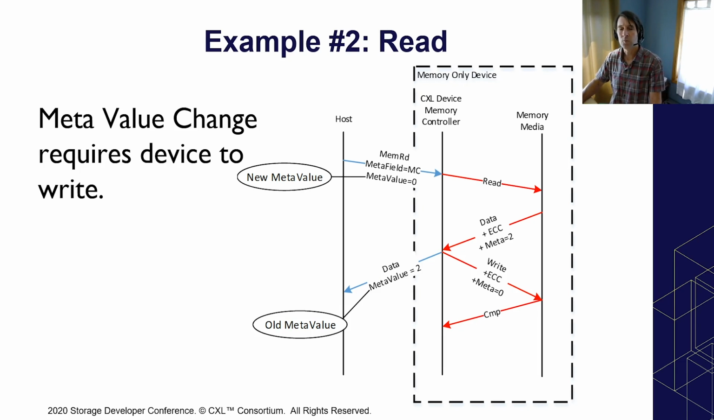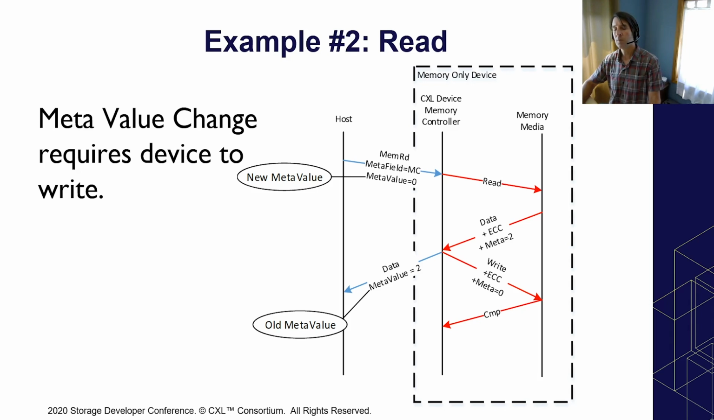Next example is a read case. So in this example, we're going to show that the read is going to include a meta value. When the meta value is included on the read request, it is a new meta value. In the read completion that's returned to the host, we get the meta value that was the old meta value that was stored in the media before the new value took effect.